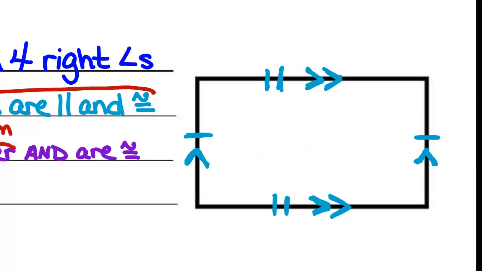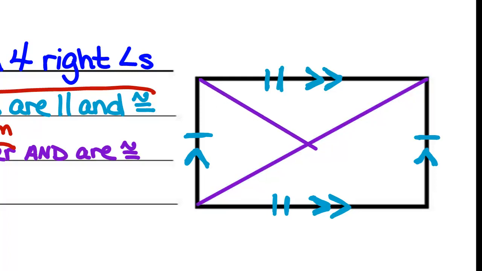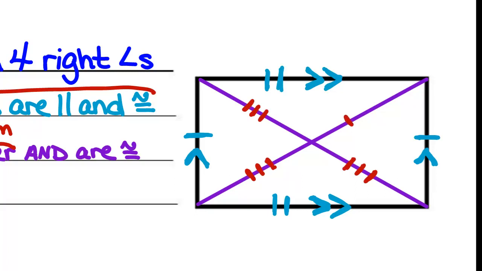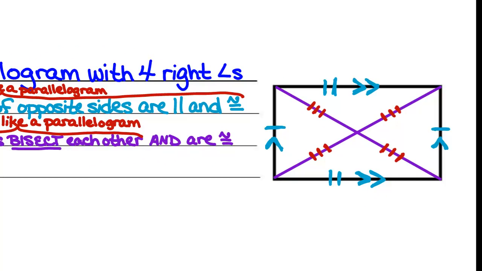So I'm going to go ahead and draw in the diagonals. Opposite corners get connected with my diagonals here. This diagonal is being bisected by the other one. And because those two diagonals are exactly the same size, when I cut the other diagonal in half, its smaller pieces are exactly the same size as the first diagonal cut in half.